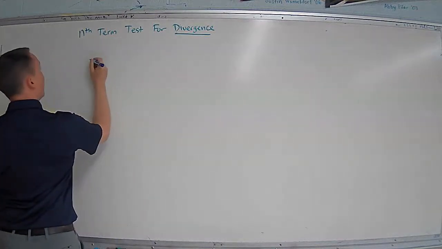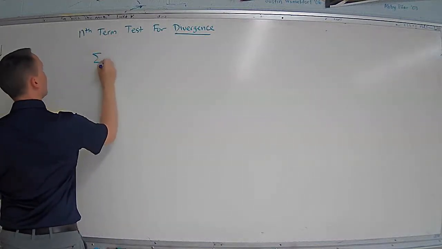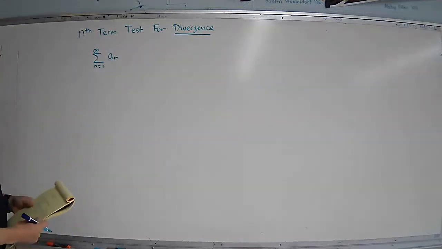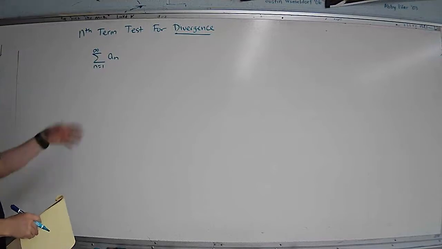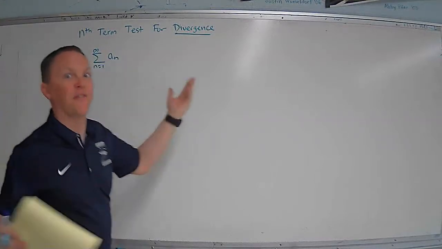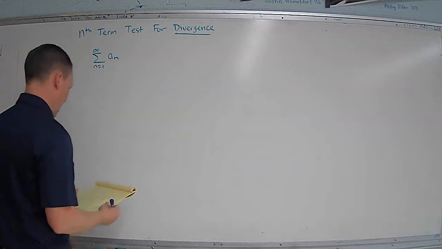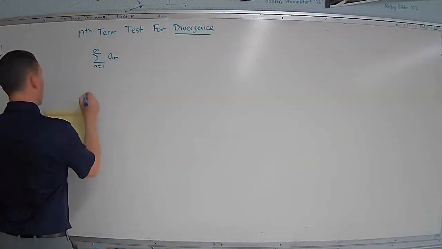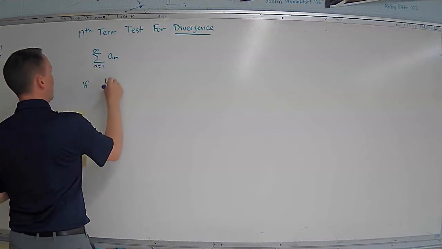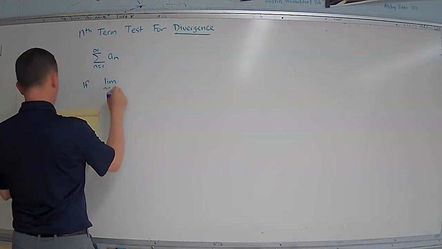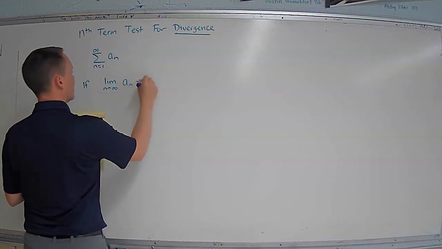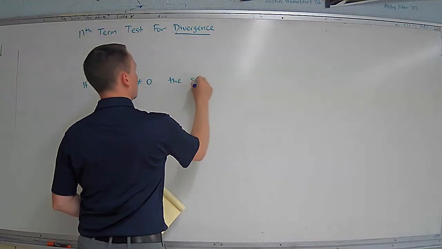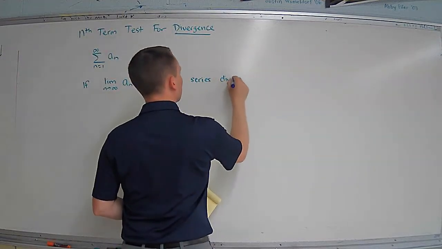Okay? So our nth term test for divergence says, okay, suppose we have a series. Okay? This is just our general thing for an infinite series. This is just like saying let f of x. Okay? This is just a general series. Okay? Here's the test, or here's the rule, or here's the shtick. If the limit as n goes to infinity of a sub n does not equal 0, the series diverges.